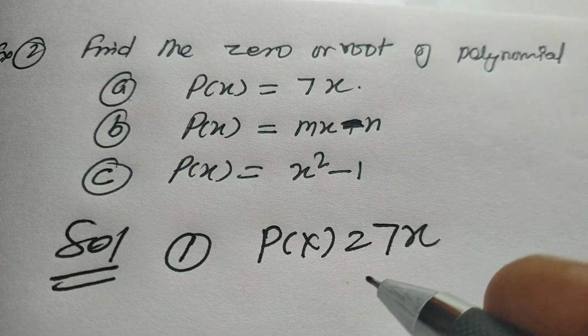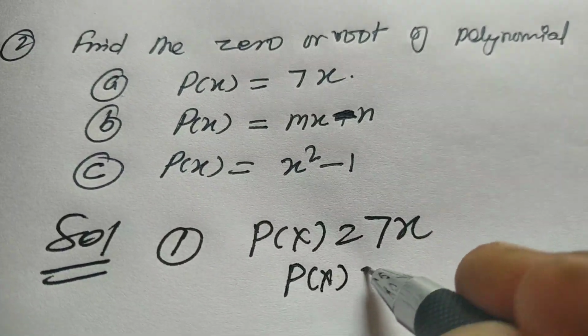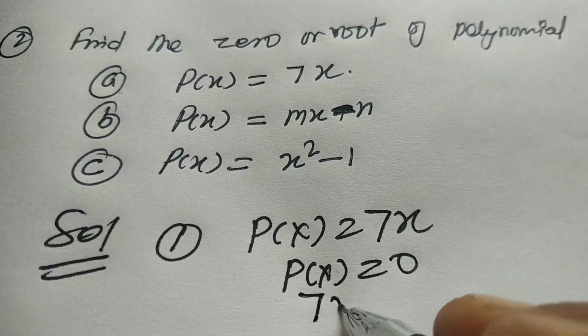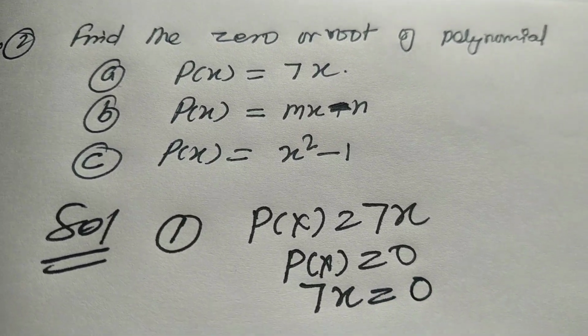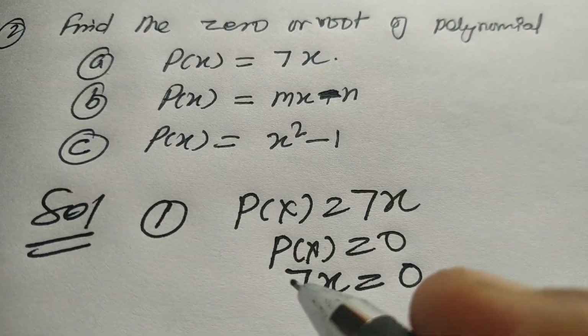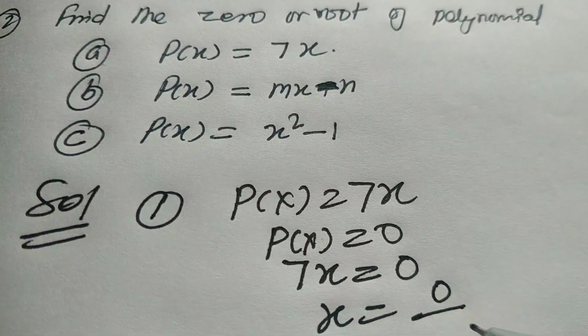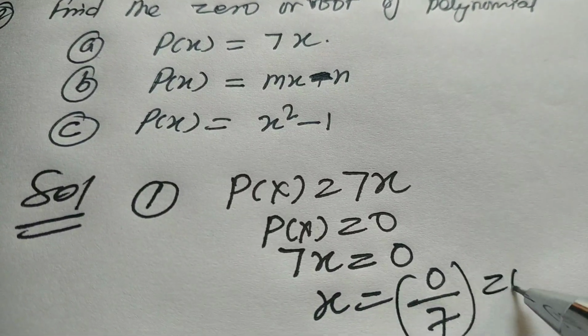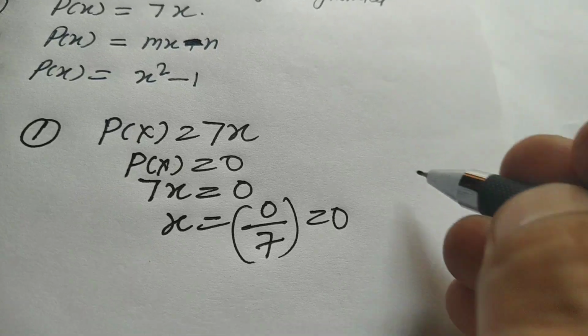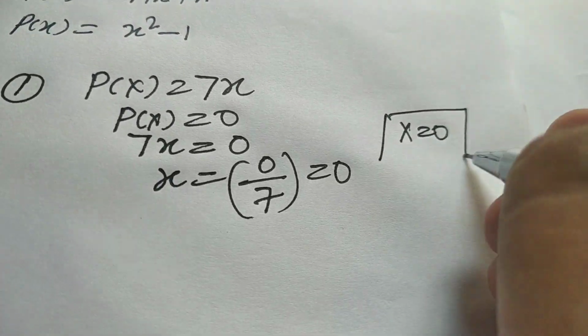To solve such type of problems, we let p(x) is equal to 0. So we write 7x is equal to 0. This implies that 7 is the multiple on the left hand side, and on the right hand side it becomes the denominator. So 0 upon 7 is equal to 0. So that means x is equal to 0. It is the root of the polynomial.